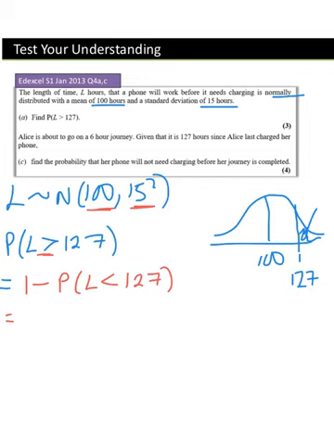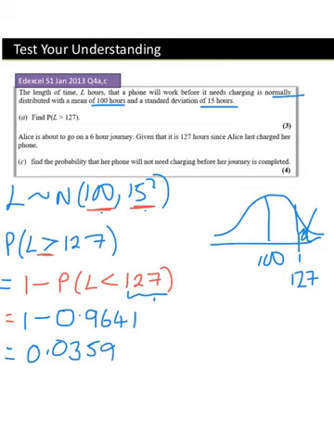I can have my upper bound as 127 and my lower bound, usually you can take it as being at least 5 times the standard deviation below the mean, and in this case I'm going to use my lower bound as 15. So I put in my upper bound as 127, my lower value 15, my mean as 100, standard deviation 15, and I got 0.9641. So that becomes 1 minus 0.9641, which gives me a probability of 0.0359.